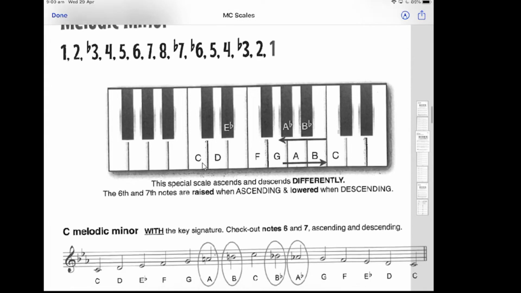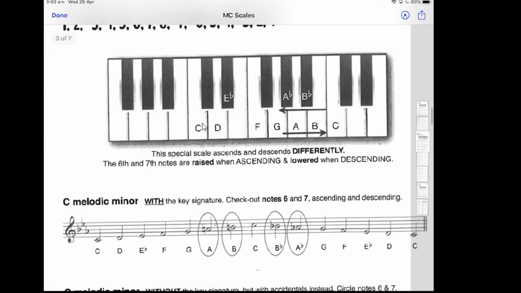So here is a diagram of one on a keyboard right here. You can see on the way up we go C, D, E flat, F, G, A, B, C, and the arrow pointing backwards shows you the way down, C, B flat, A flat, and then the remaining notes G, F, E flat, D, C. I'll just play that scale to you right now so you can review how it sounds.